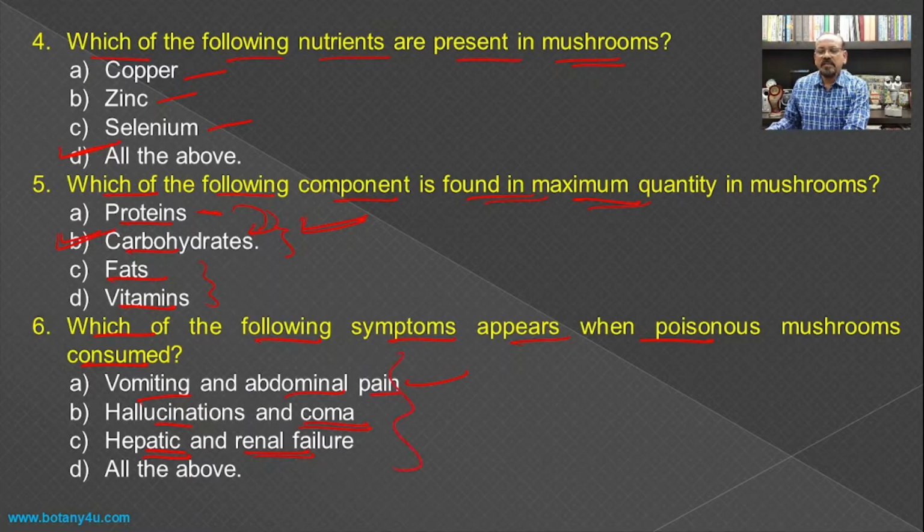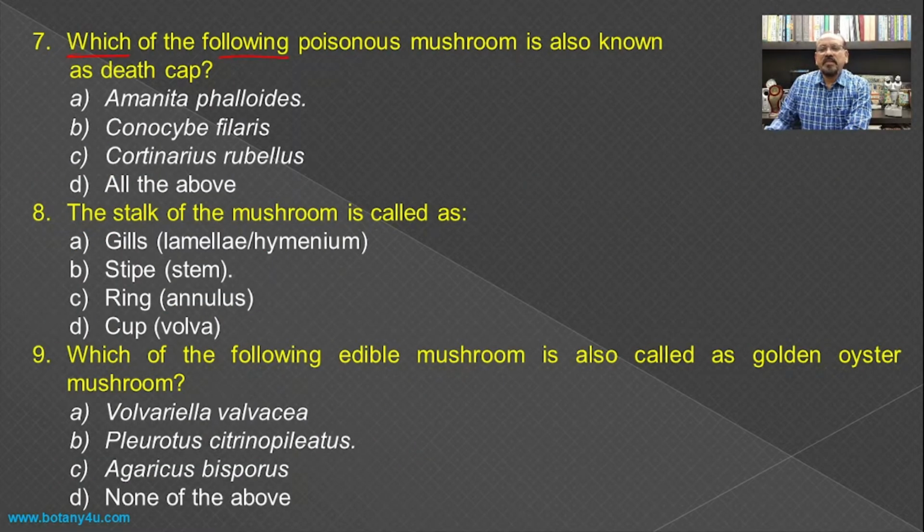So all these are the different symptoms of the poisonous mushroom if they are consumed, and hence all the above become the answer for this question. Then which of the following poisonous mushroom is also known as death cap? The well-known Amanita phalloides is a mushroom which is poisonous and is commonly called the death cap, and hence A will be the correct answer for this question.